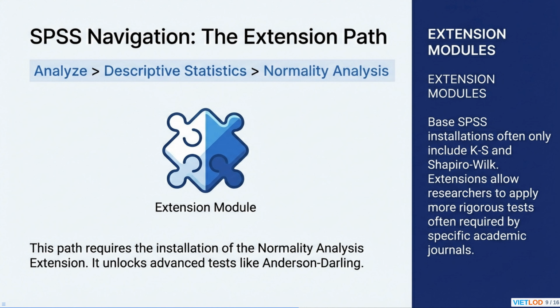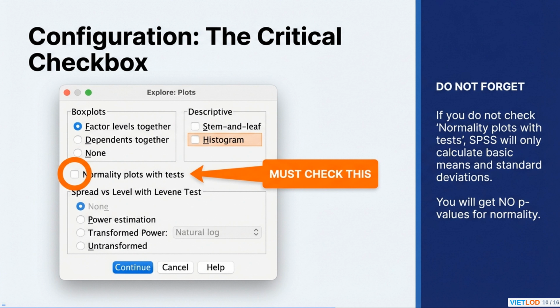However, installing the Normality Analysis extension unlocks access to more rigorous and specialized tests, such as the Anderson-Darling test, which are often preferred or even required by certain academic journals for their enhanced statistical power in detecting deviations from normality. This allows researchers to meet higher analytical standards when needed.